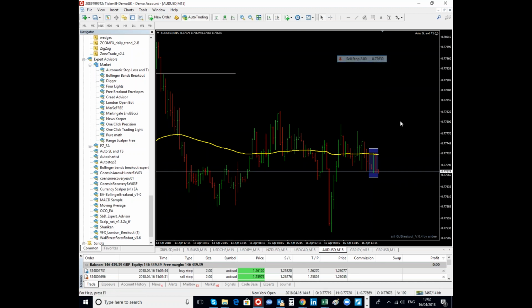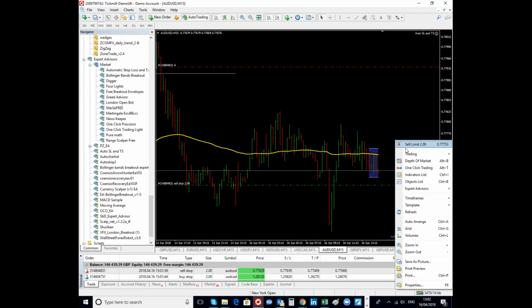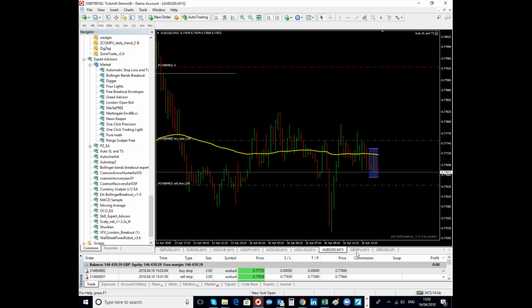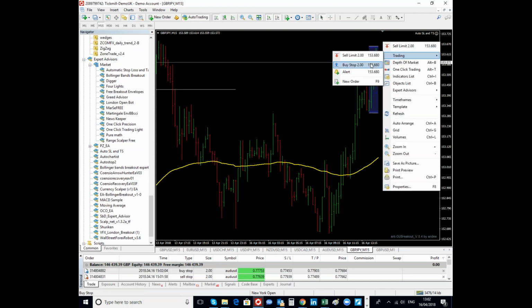Here, there's no clear direction. I think it's going to sell off, but if I take a buy stop on it, and then the last one is a pound yen. So we're going to take the pound yen, 2 pips above, buy stop.